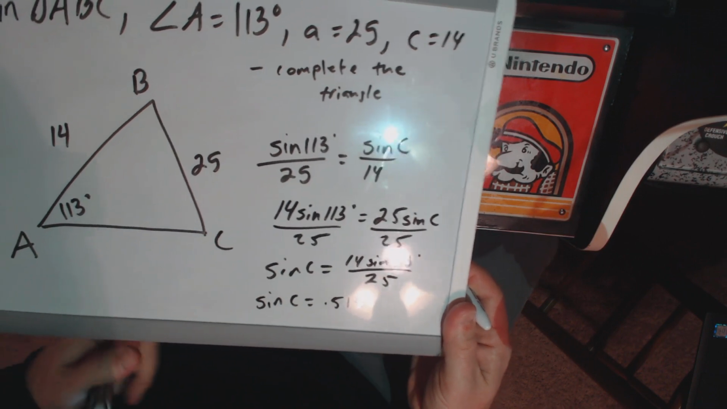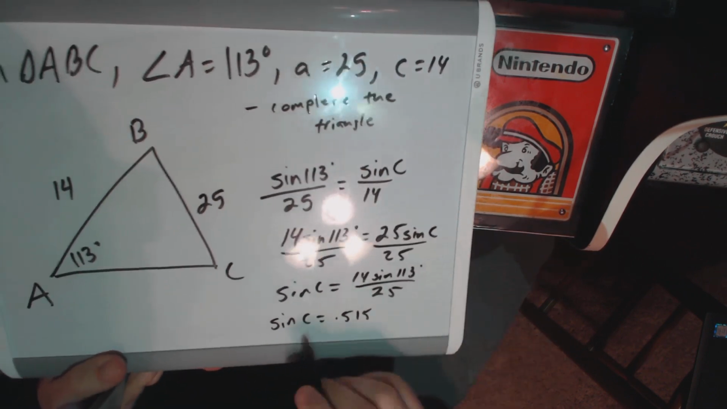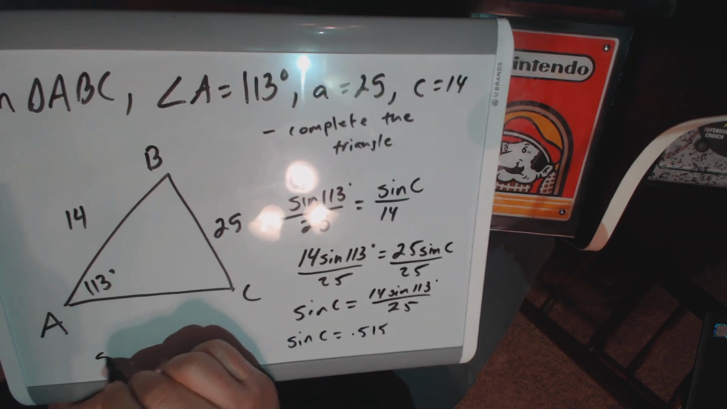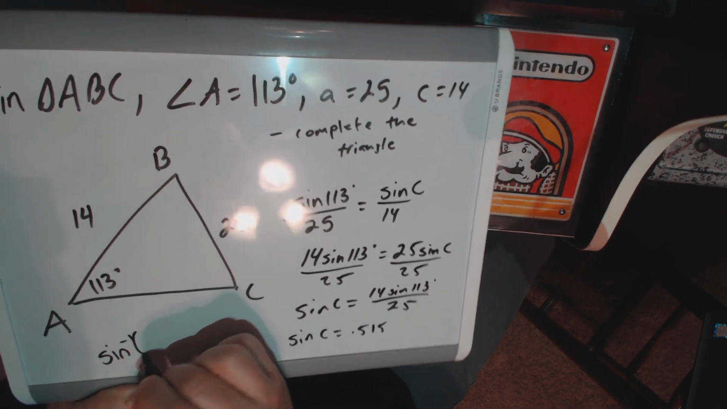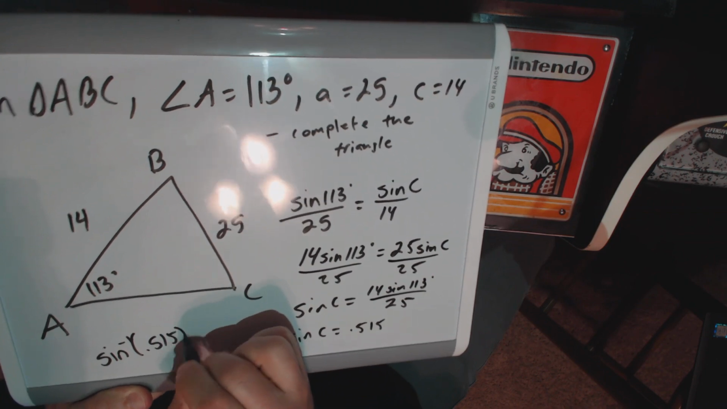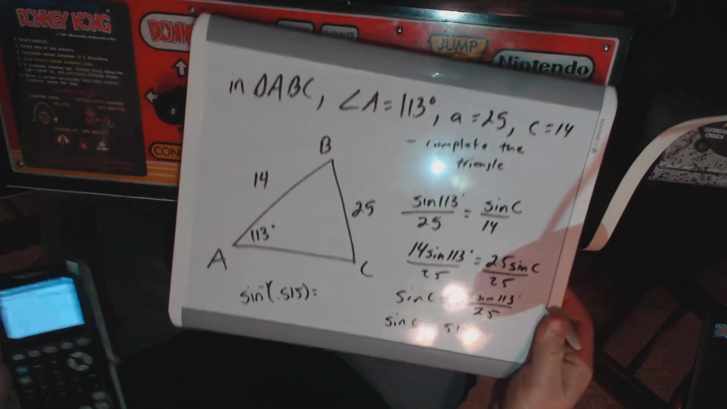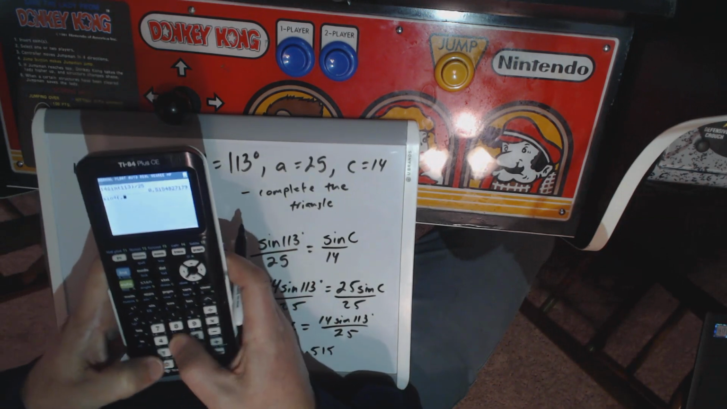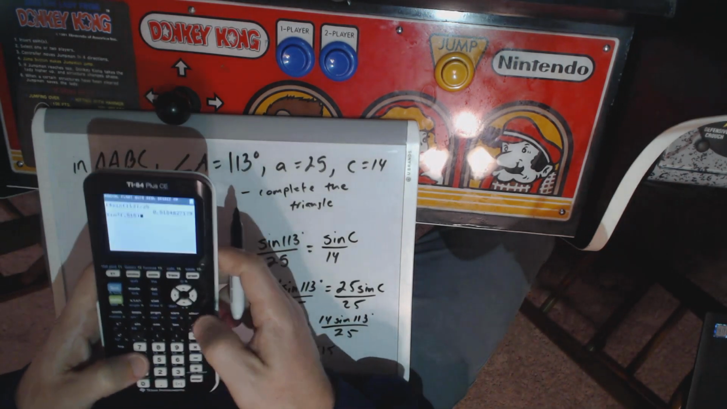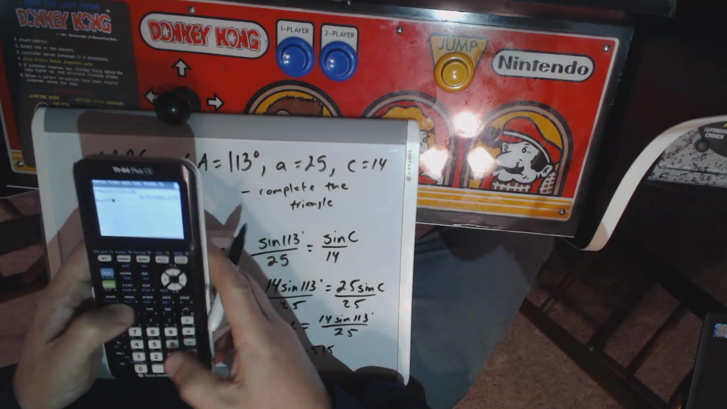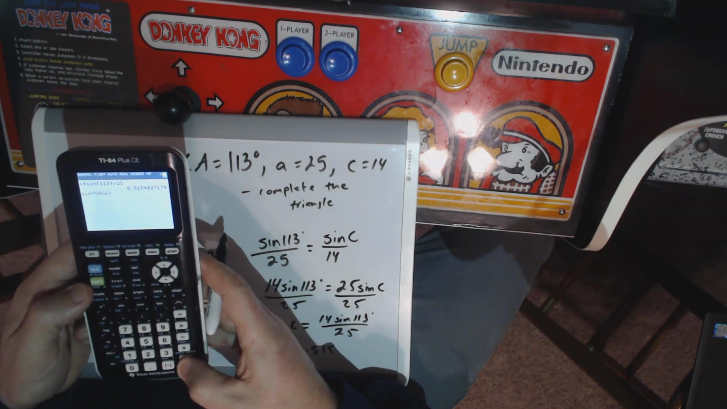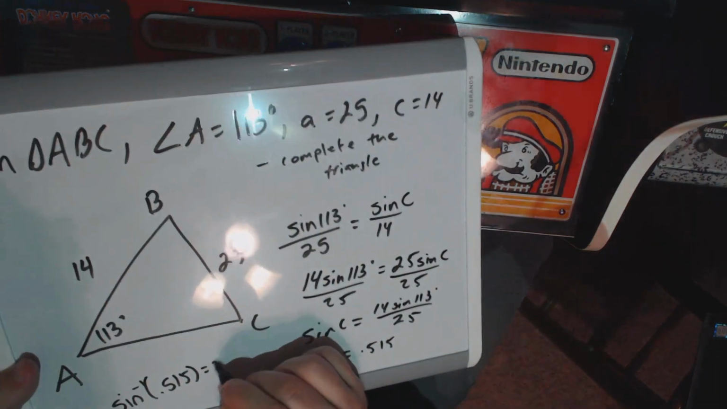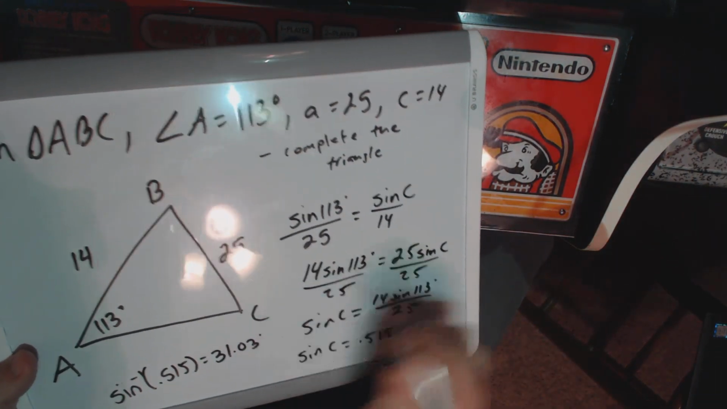Now, that's not C. That's the sine of C. So as you recall, I have to take the inverse sine of 0.515 approximately. Remember that 0.515 is a ratio. Or, you know what, I'll do inverse sine of the answer just to get a more accurate result. I'm getting about 31.03.